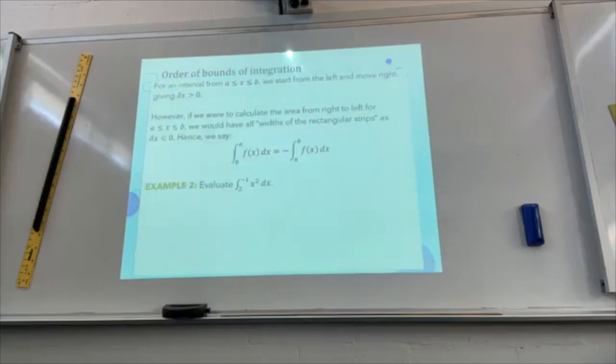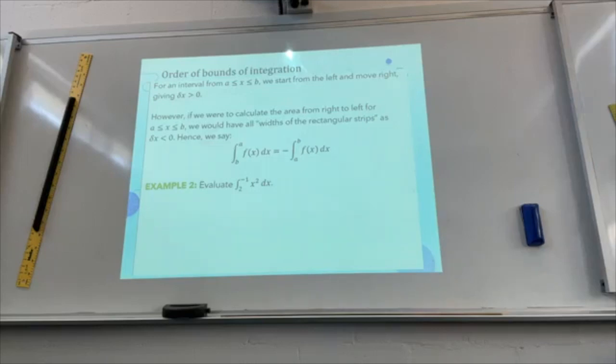Number 2, the order of the bounds of integration. I showed you yesterday, if I integrate from a to b, it's actually the negative of the integration from b to a. So let's try evaluating from 2 to minus 1, and then evaluate from minus 1 to 2. Evaluate from 2 to minus 1 of x squared. I'm using a lot of x squared because straight away you know it is x cubed over 3. You need it.